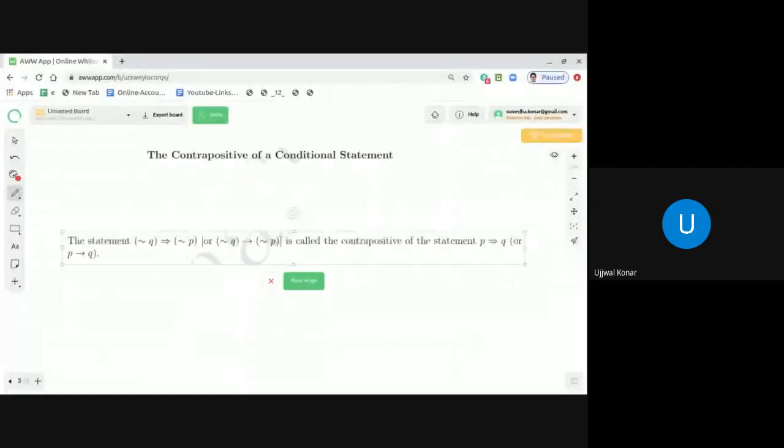Negation of Q implying negation of P is denoted by P implying Q or P arrow Q. I hope you got it, dear students, what I wanted to mean. The statements, I repeat once more.